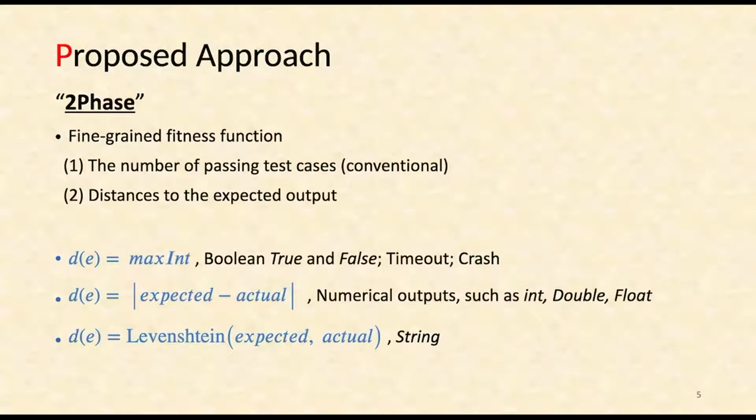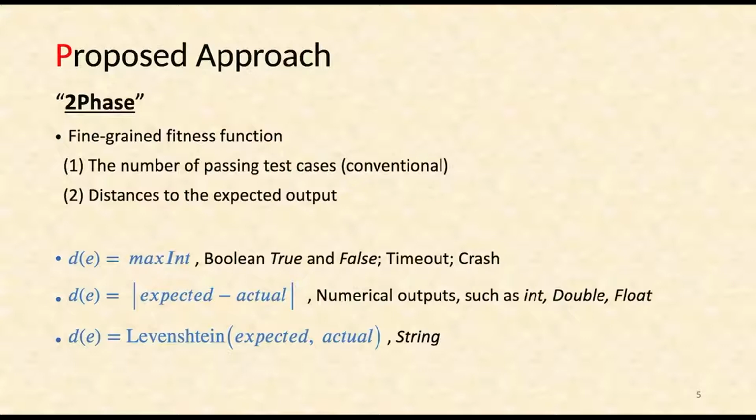We propose a more fine-grained fitness function called two-phase. In the first phase, we always prefer patches that pass more test cases, just like the conventional fitness function. While in the second phase, we only compute distance between the expected and the actual output of test case failures when we're comparing patches with the same number of passing test cases.